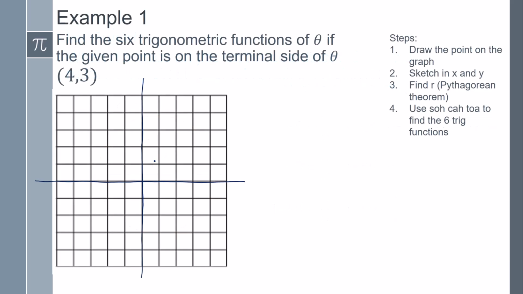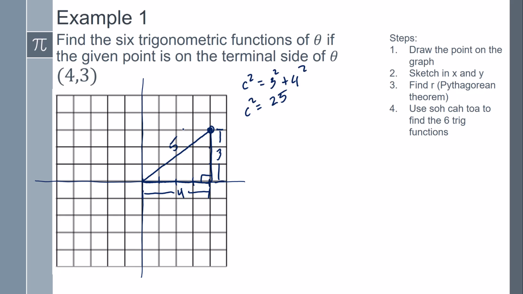So find the 6 trig functions of theta if the given point is on the terminal side. Okay, so here's an actual coordinate. 1, 2, 3, 4, 1, 2, 3. So that means here's my radius. Draw the triangle perpendicular to the x-axis. This distance here is 4. That's my x. And this distance is 3. That's my y. To find my radius, Pythagorean theorem. So that's going to be 5.